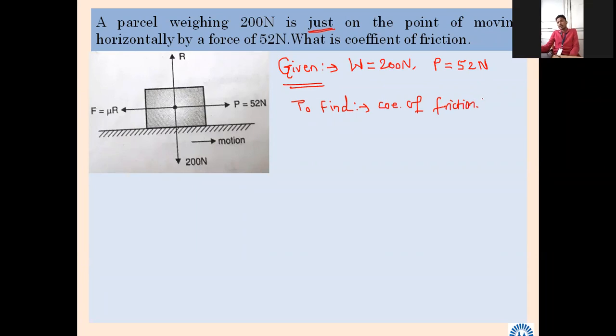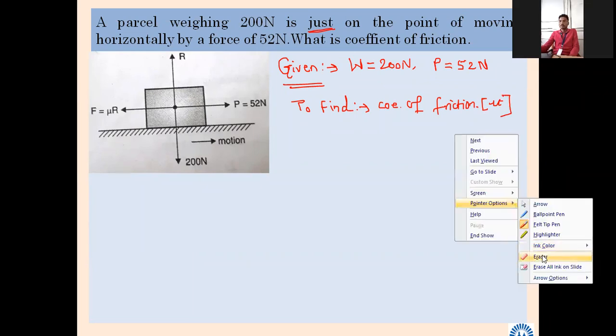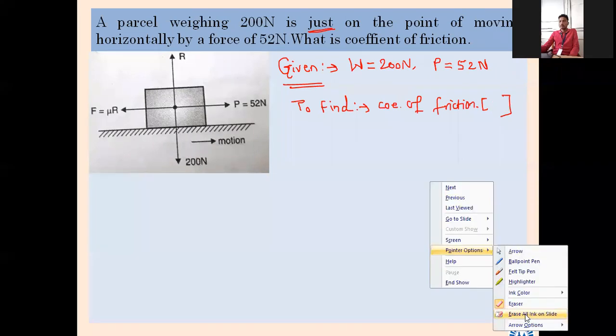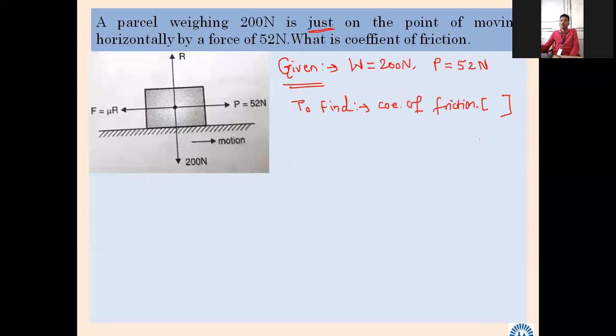Actually, this problem is very simple. It may be asked as multiple choice as well. Because nothing is there in this view. Now you tell me what to do.